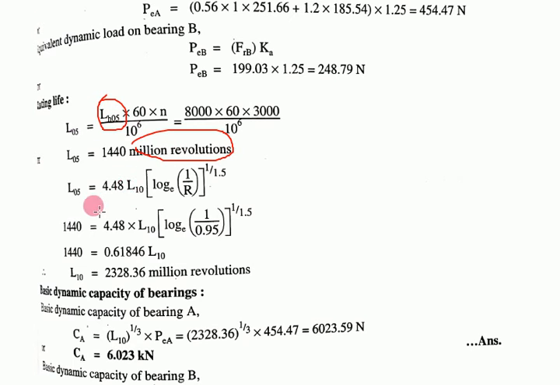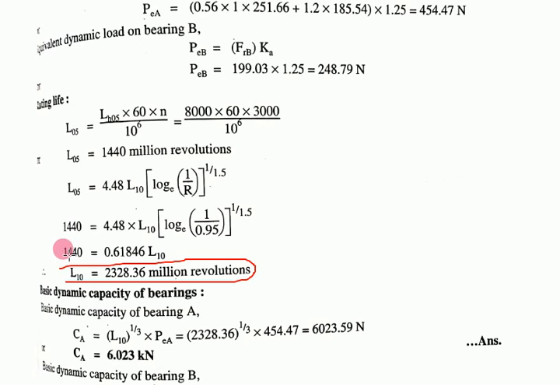Okay, now there is one equation for that. L05 in million revolutions is equal to 4.48 L10 log e raised to 1 upon R raised to 1 upon 1.5. So here L05 we got 1440, we put the value of that, and finally we got L10, that is the rating life, that is 2328.36 million revolutions.